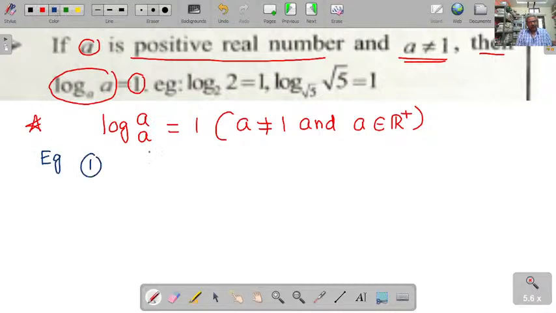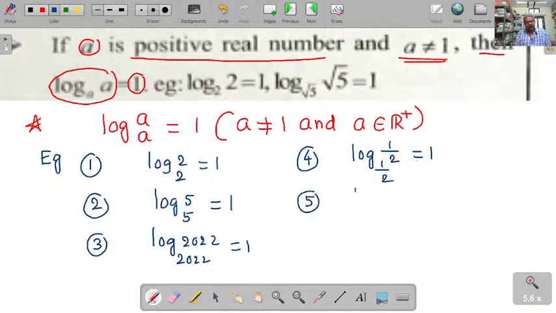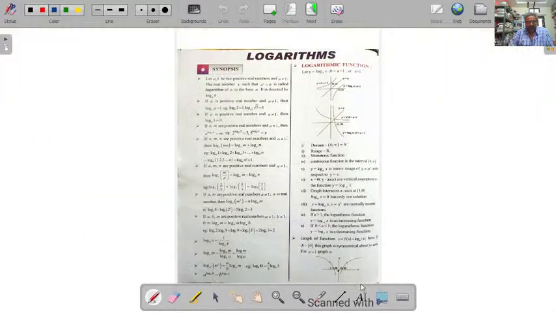We have log 2 to the base 2 is 1. For example, log 5 to the base 5 is 1. Similarly, the logarithm of 2022 to the base 2022 is also 1. The logarithm of 1 by 2 to the base 1 by 2 is also 1. The logarithm of 0.75 to the base 0.75 is 1. Is it clear?